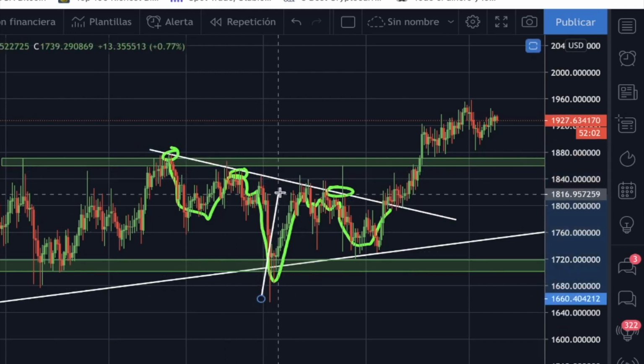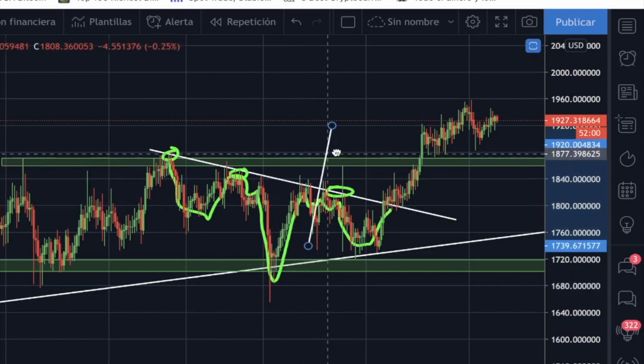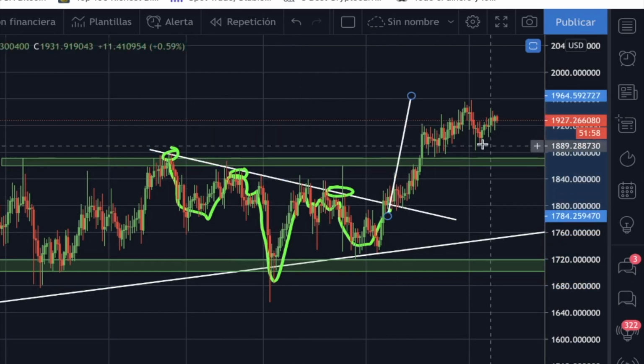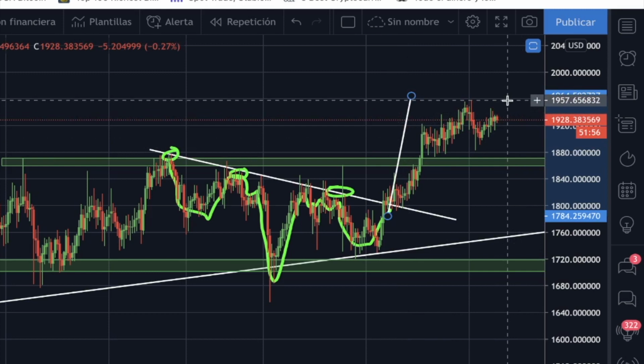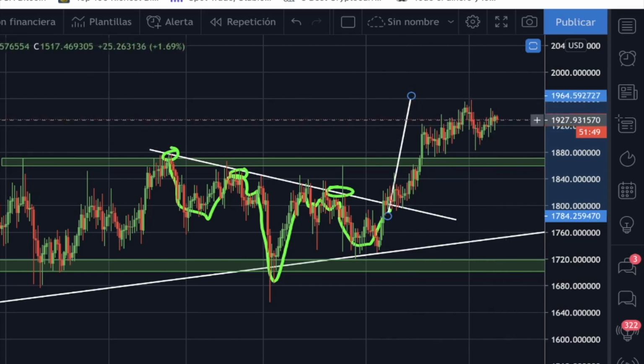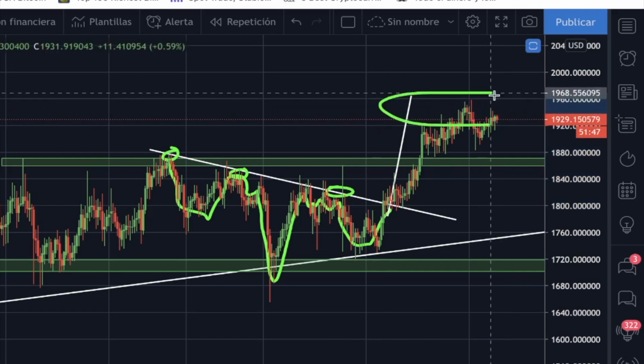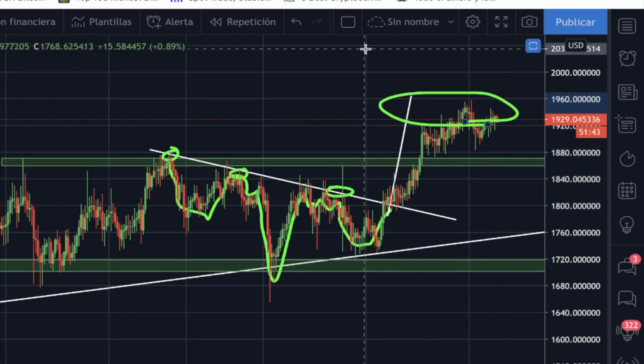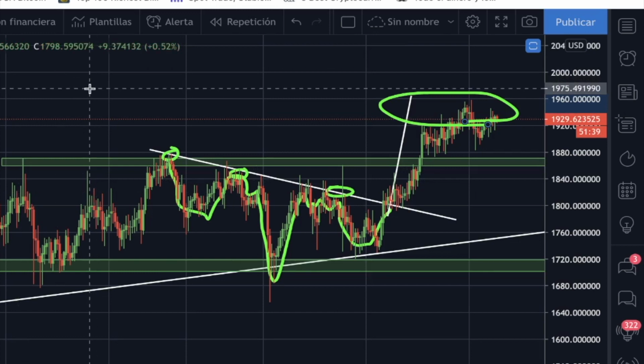The measured move would be getting the head to the neckline, and from the breakout down here, this would take the Ethereum price all the way to around the $1,950 range. As you can see, we perfectly met the target. So this is an example for you guys. I want you to try and detect this in the chart so you can have some possible trades.